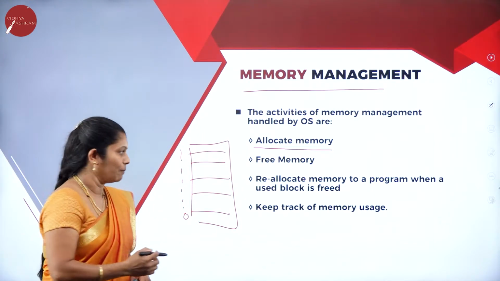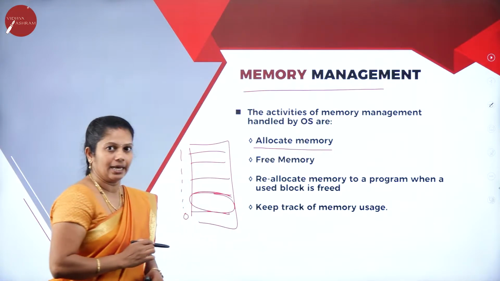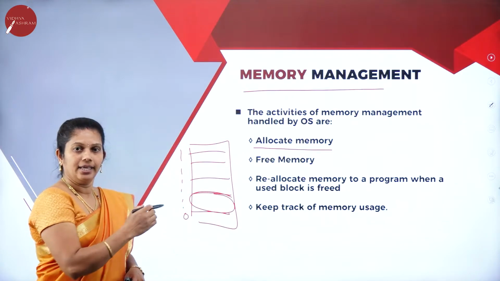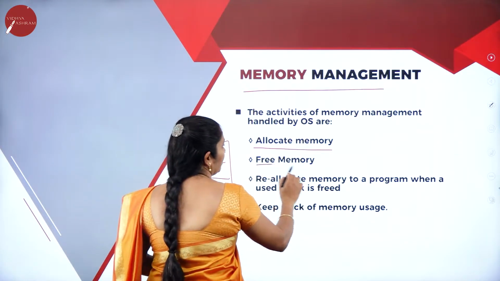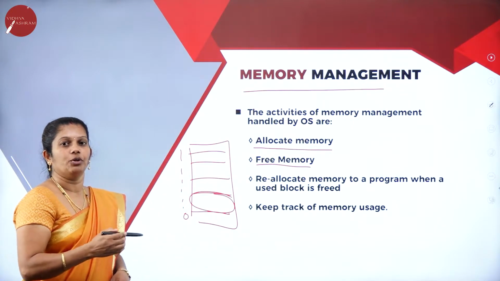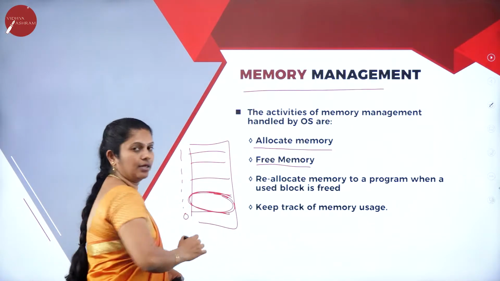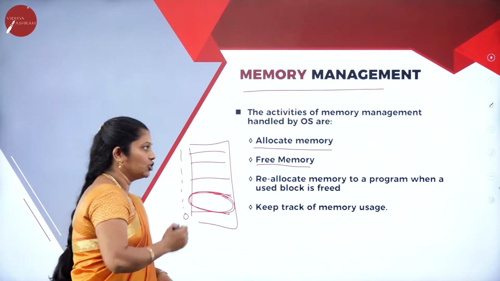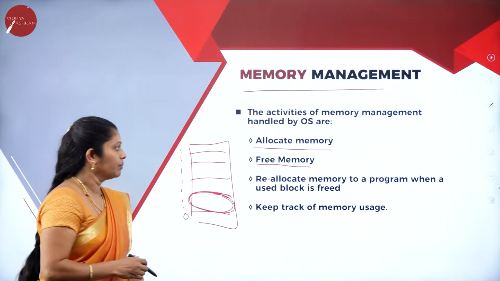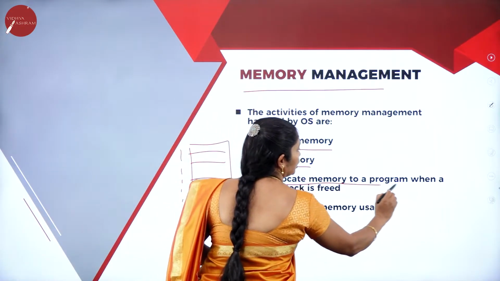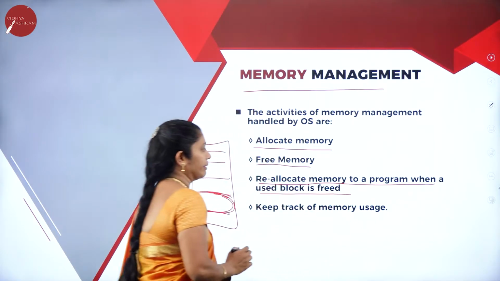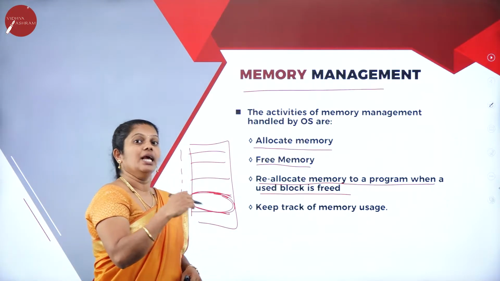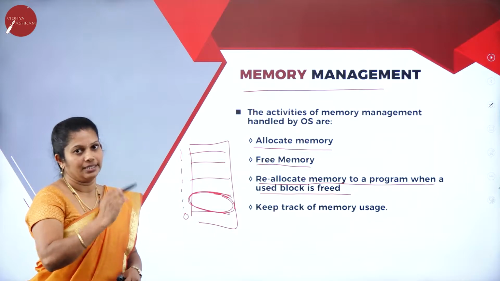for which job or for which data memory has to be allocated, for which variable memory is not supposed to be allocated, that it will control. And free memory: after doing the job, after doing the work, that memory can be freed because the same memory can be utilized by other functionalities. For the sake of that, allocation of memory, deallocation of memory, then reallocate memory to a program when the user block is freed. After using that, the same memory can be reallocated for whichever function needs it.